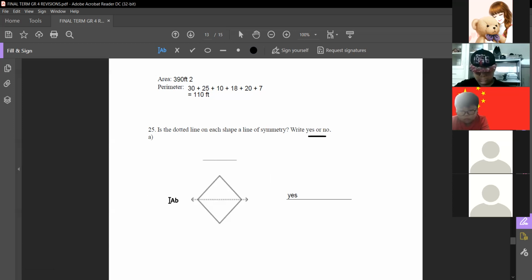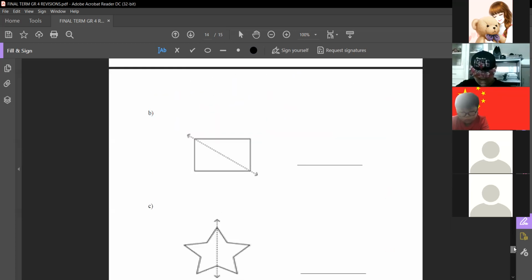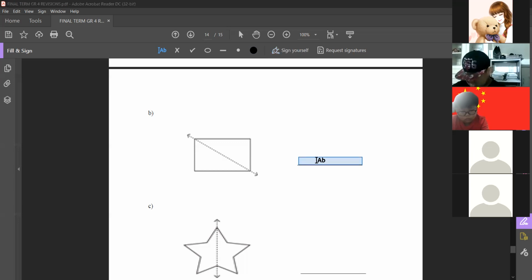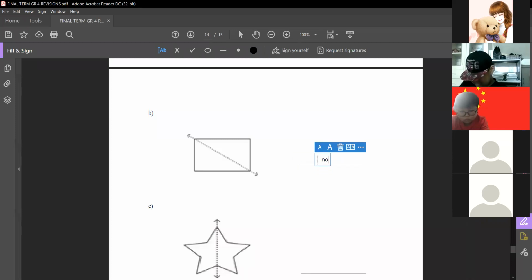Symmetry line is if we put a line for the shape, the opposite side is like a mirror, you know. Do you know what mirror means? Yes, it's a mirror. Okay, before that, is this a symmetry line? Are the two opposite sides the same? No. So is this a symmetry line? No. Very good. Just write no. That should be your answer.